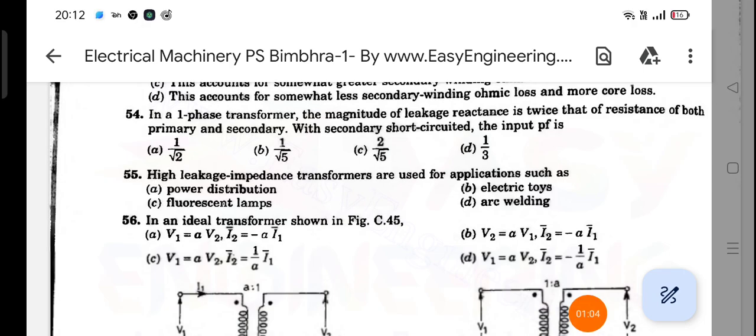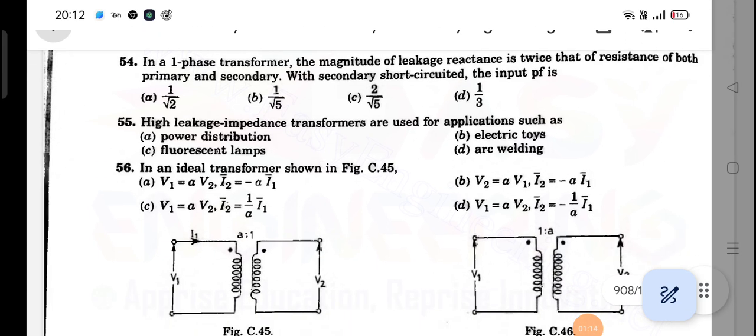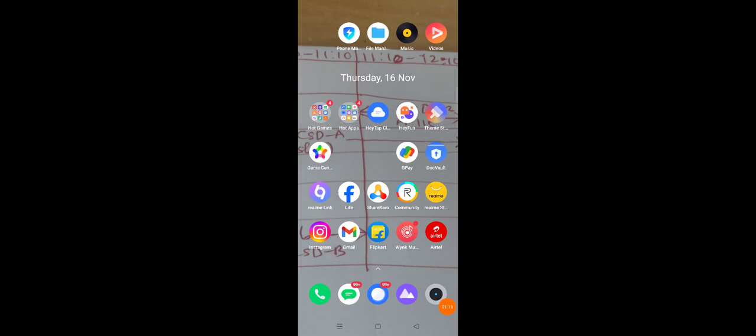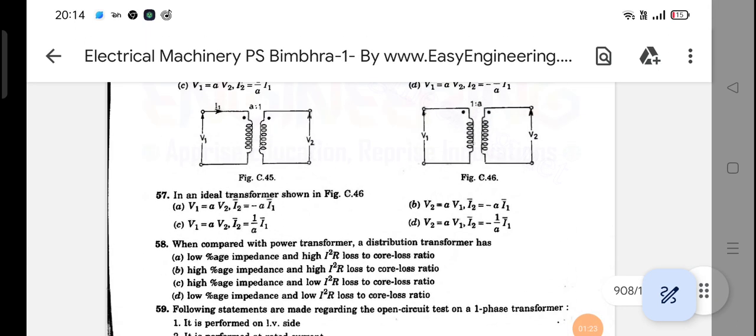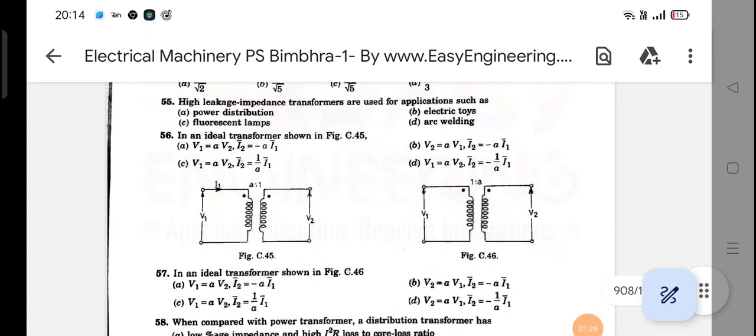Next, high leakage impedance transformers are used for applications such as arc welding. Next, the 56th question. In an ideal transformer shown in the first figure.